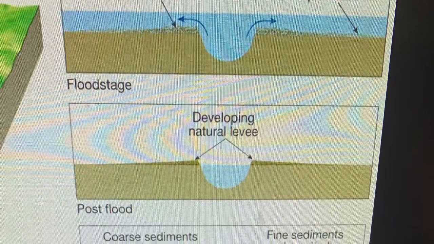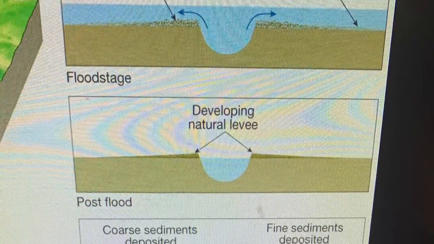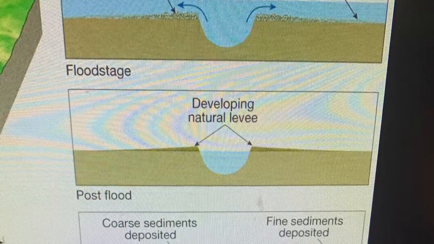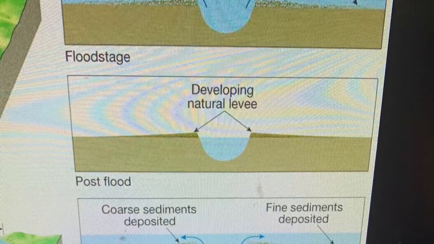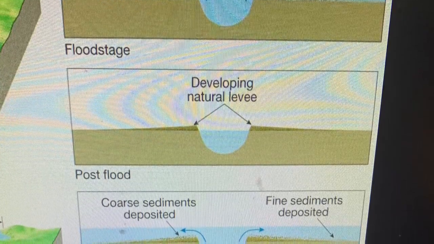The coarse sediments are just the bigger sediments. Remember, we used that word when we talked about crystals. They get deposited close to where the river originally was, and the finer sediments get deposited away. Now, that can actually be good for soil development and things like that.